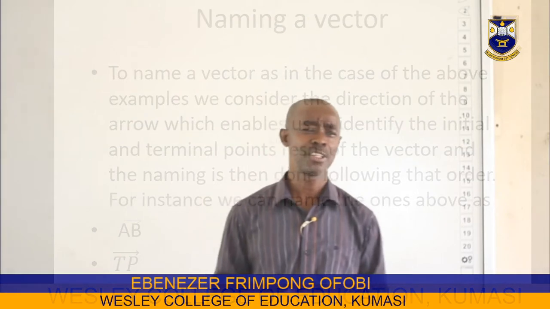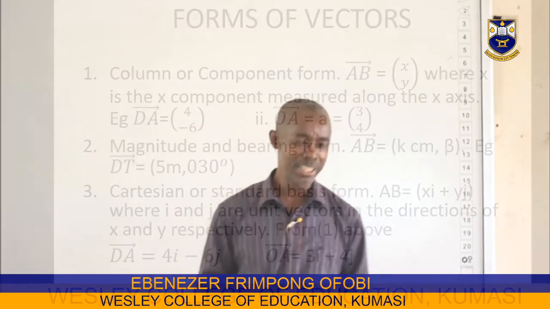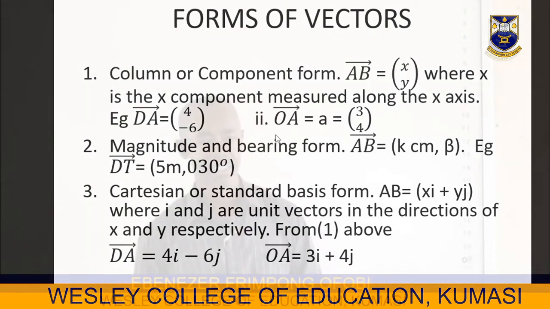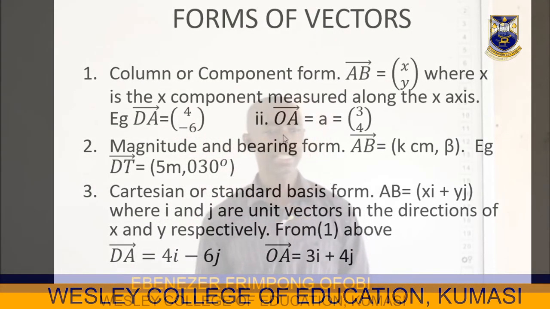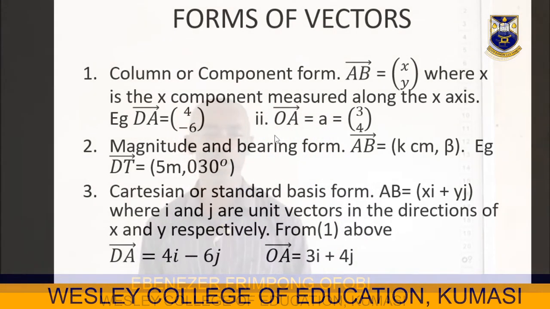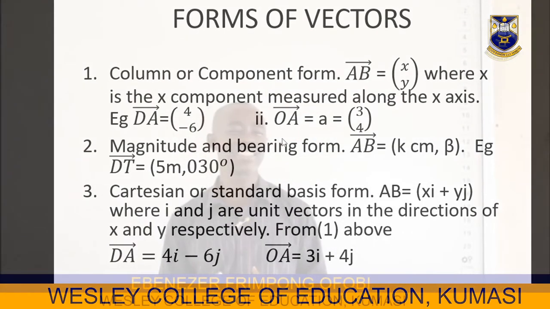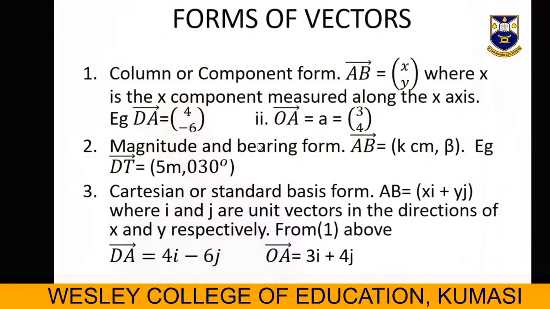Forms of vectors. We can talk about three basic forms. These are namely the column or component form as the first. The second one is the magnitude and bearing form. Then the last but not the least is the Cartesian or standard basis form.